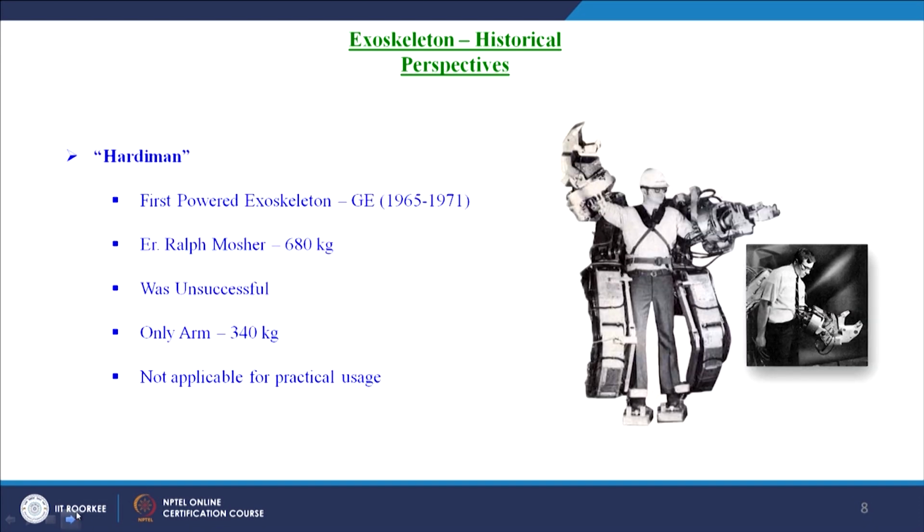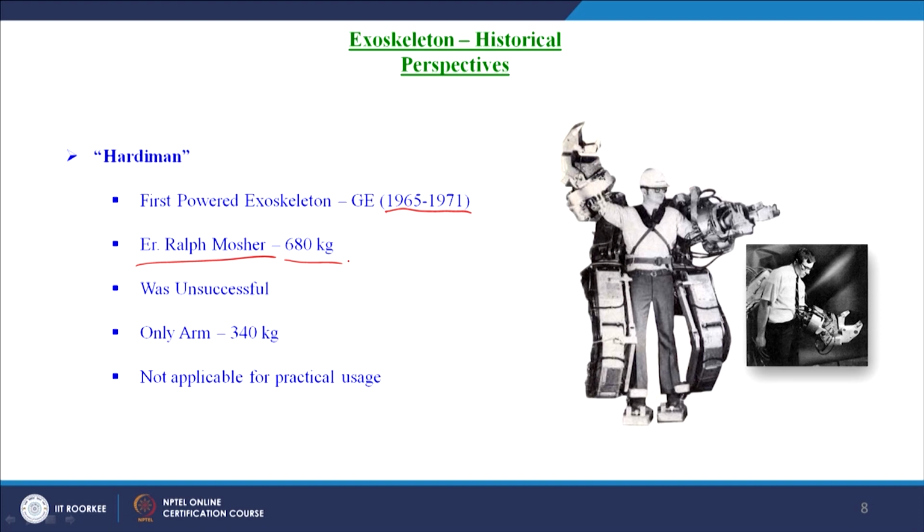And the very first practical exoskeleton was developed by General Electric, GE, between 1965 and 1971. It is the first powered exoskeleton, and it was done by a group of engineers led by the engineer Ralph Mosher, with the intention to lift up to 680 kilograms by this exoskeleton.